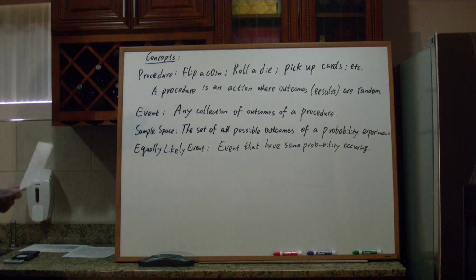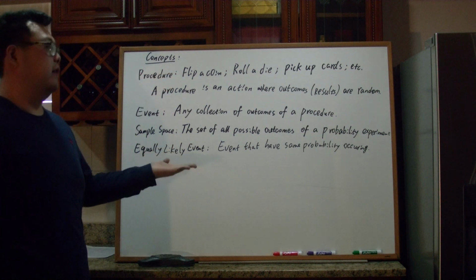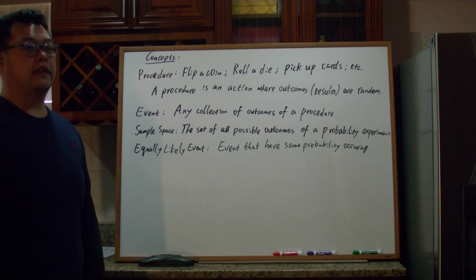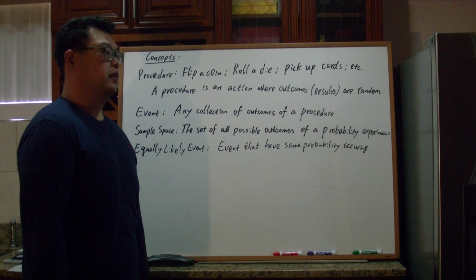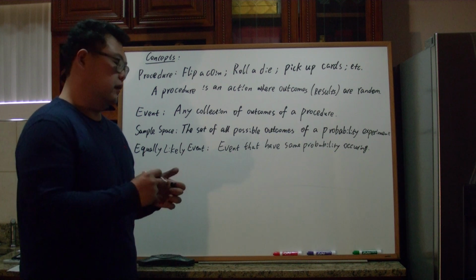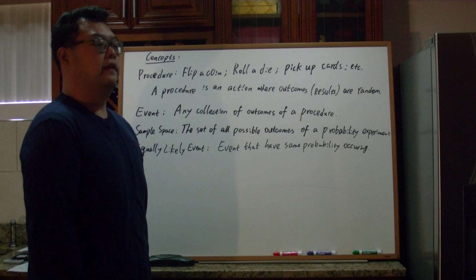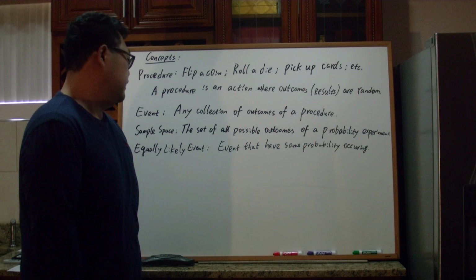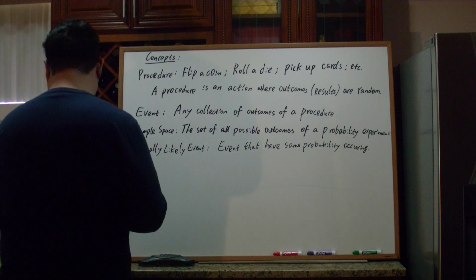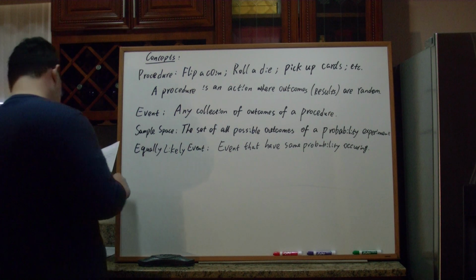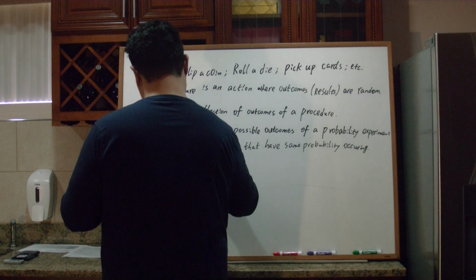An equally likely event is an event that has the same probability of occurring. If you flip a coin and the coin is fair, then getting a head or a tail is equally likely. If the cards are well shuffled, then getting any one card out of 52 is equally likely. And if you roll a die once and it is a fair, well-balanced die, then getting any side 1, 2, 3, 4, 5, 6 is equally likely. And usually the notation is that we use letters to represent events.